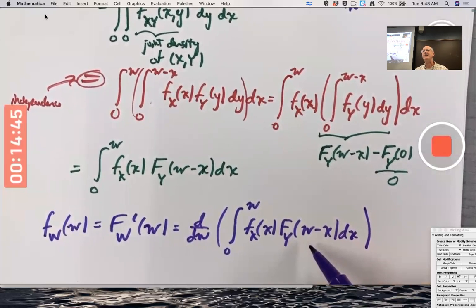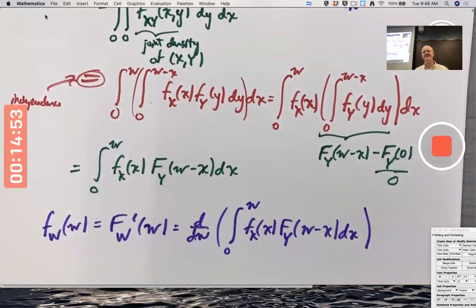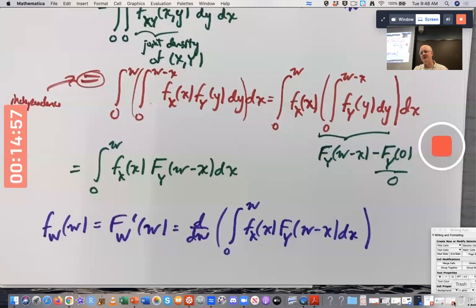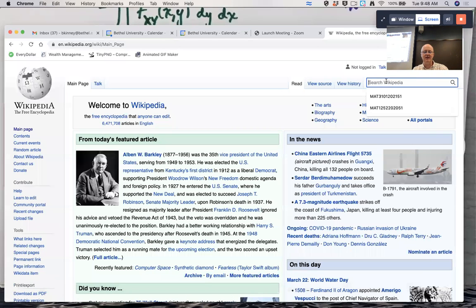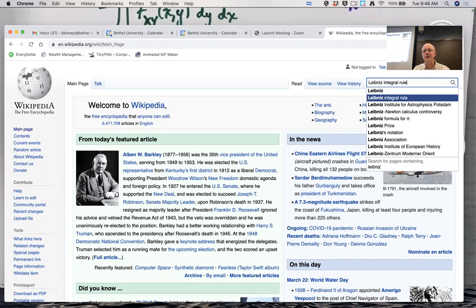So what does that mean? That means we can't use the fundamental theorem of calculus to do this derivative. However, there is another rule that we can use. You probably never heard of it before. In fact, it's not something that I think about much. It's called Leibniz's rule, Leibniz integral rule.